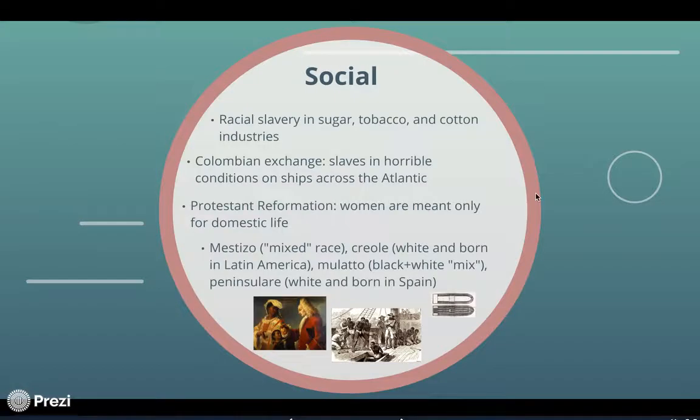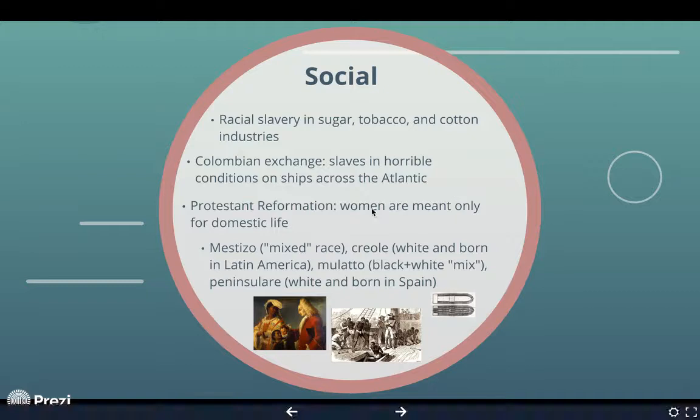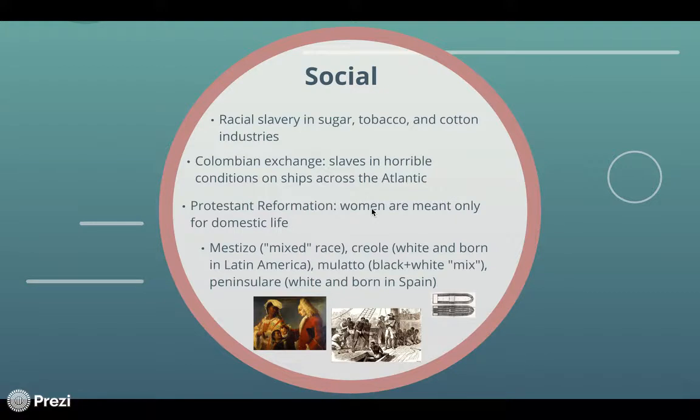The Protestant Reformation occurred and that enforced that women are meant only for domestic life. So while the Protestants split from the Catholic Church because of corruption, they didn't necessarily create an egalitarian church or anything like that. And then mestizo, Creole, mulatto, and peninsulare populations all became distinct in the Americas.